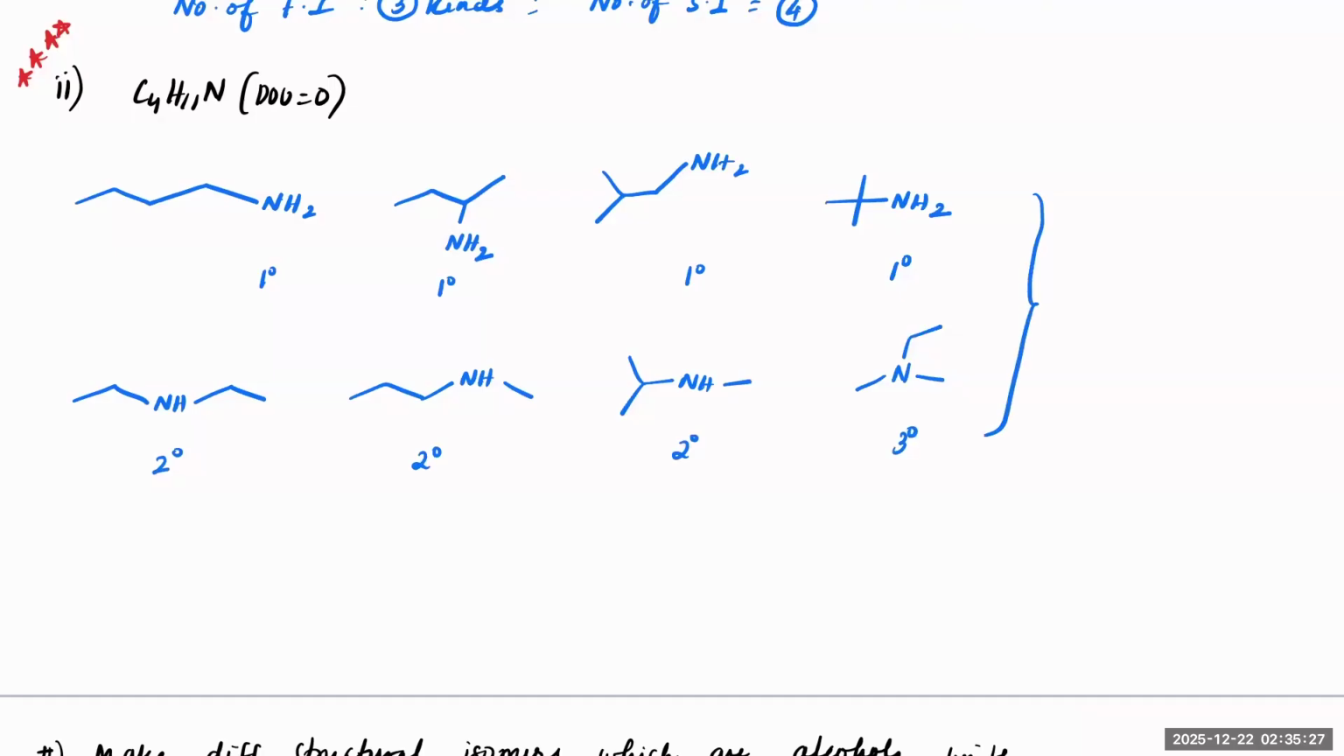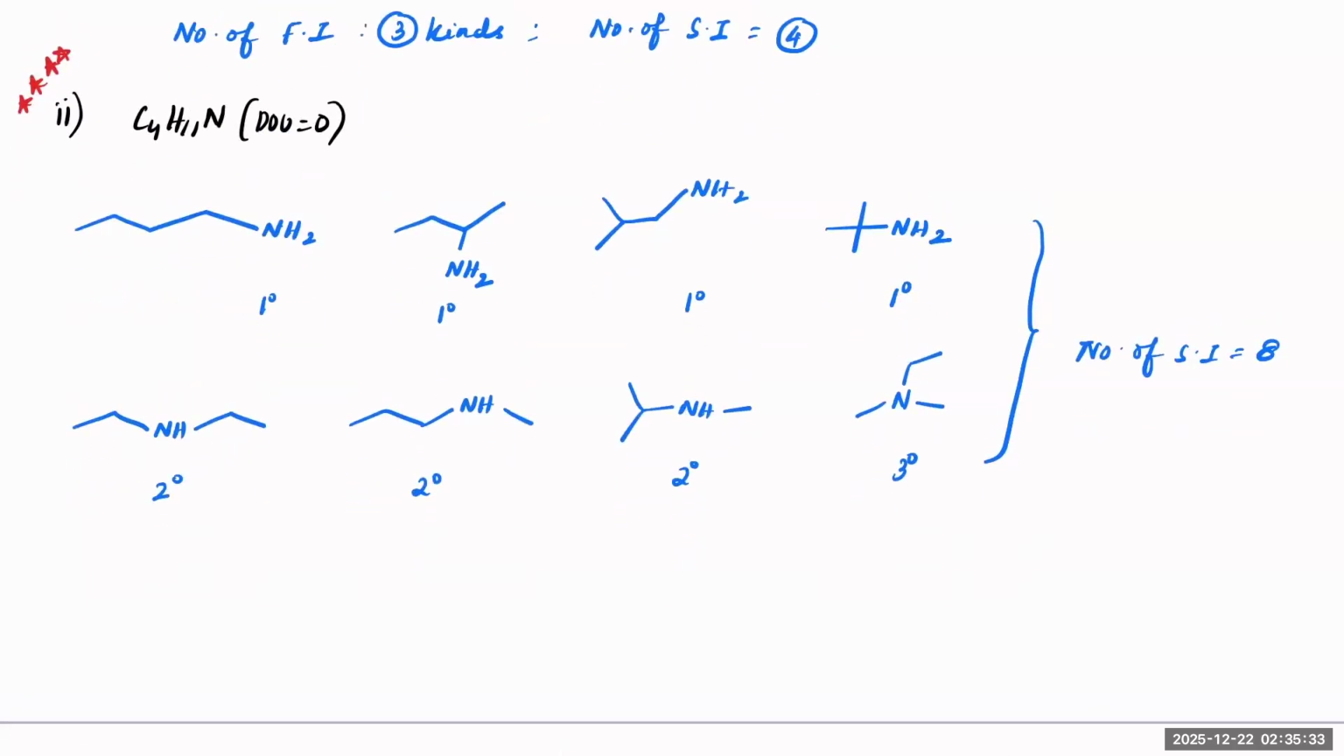So the number of structural isomers in this case will be eight. These are the possible structural isomers. Everybody, any doubt in the amines case, please check.